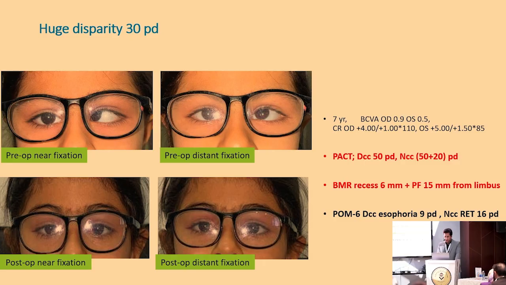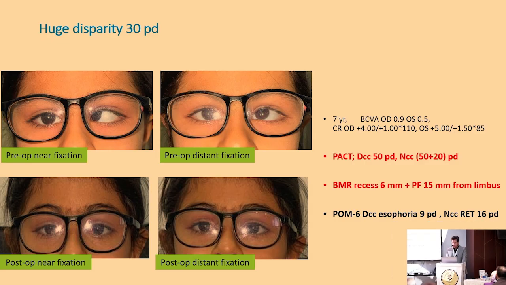6 millimeter recession has been done, and again, posterior fixation has been done on both medial rectus muscles. 6 months after surgery, she has esophoria for distant fixation, but still there is a residual right esotropia of 16 prism diopter. Still, the alignment is not what we want it to be. It's less than 8 or 10 prism diopter at both distances, but as we can see, the disparity from 13 has been collapsed to less than 10 prism diopter.